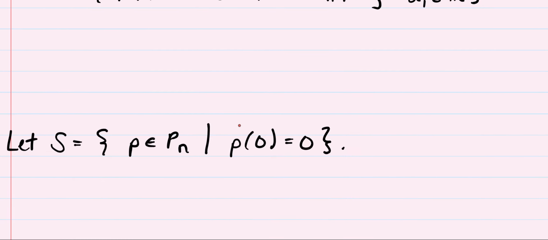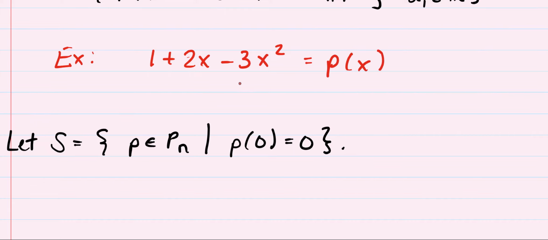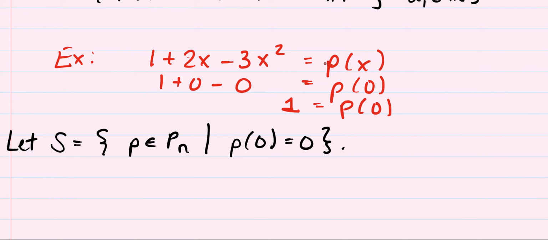So first off, let's try to figure out what S looks like. Like what kind of polynomials belong to S. So here's an example of a polynomial: 1 plus 2x minus 3x squared. This is a polynomial of degree 2. In fact, let's call it p of x. But if I plug in 0, I get 1 plus 0 minus 0, so I get 1. So polynomials like this do not belong to S. I need to make sure that when I plug in 0, I get 0.